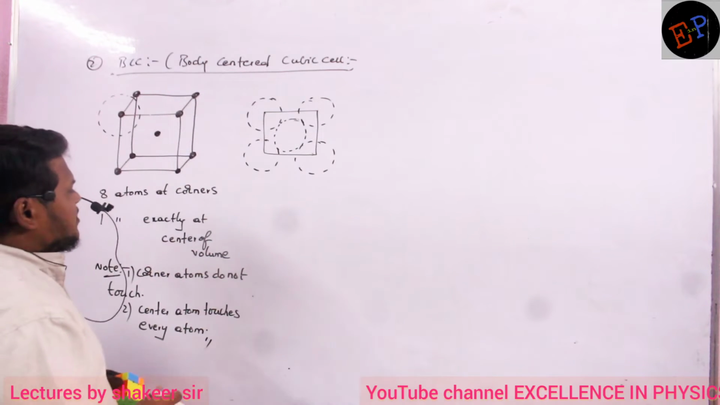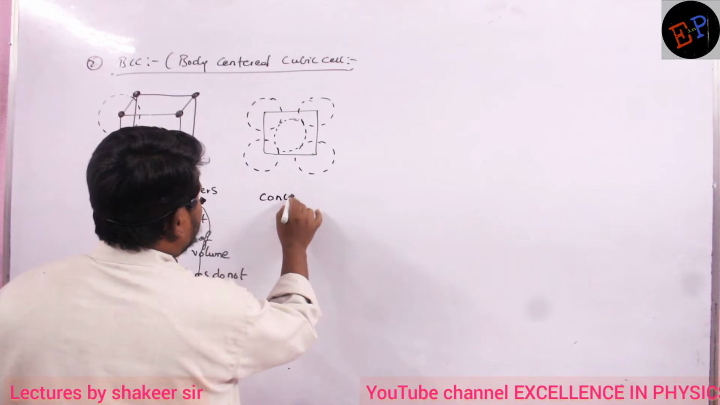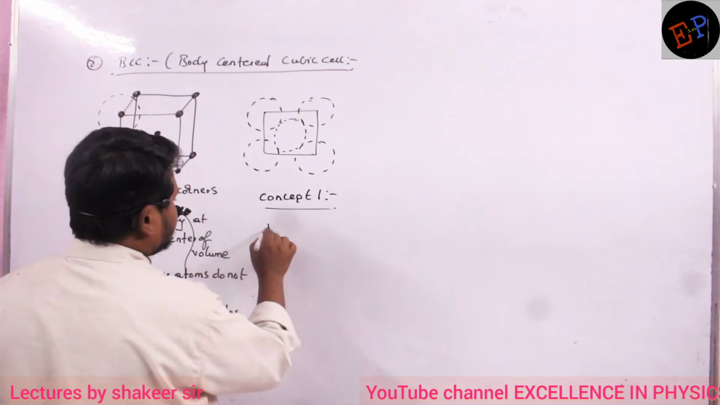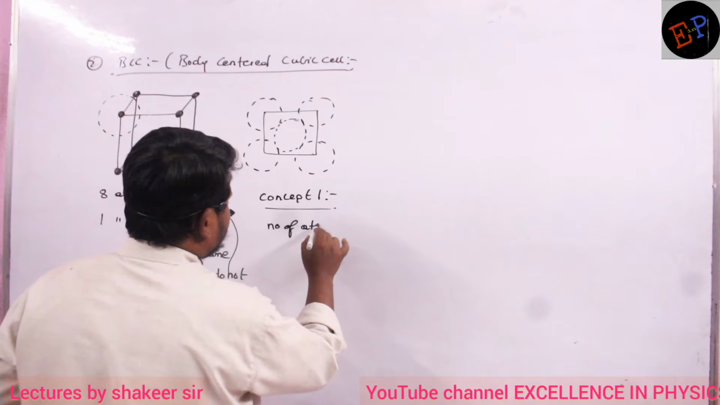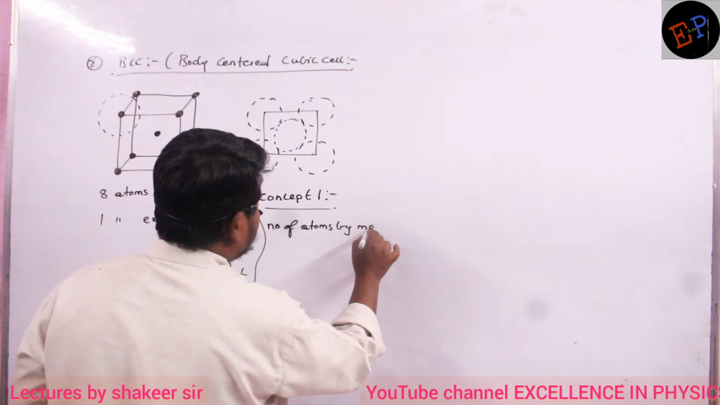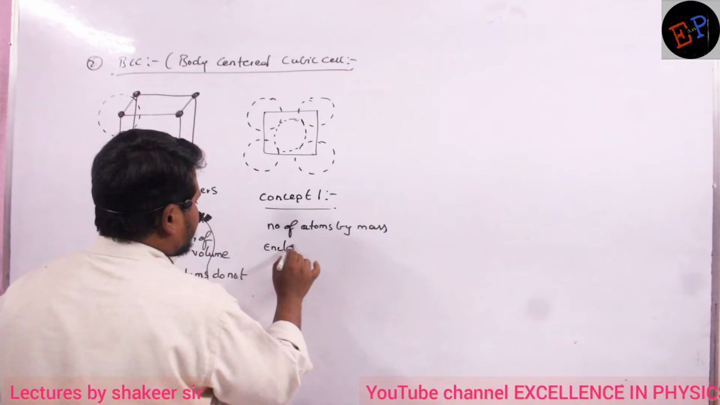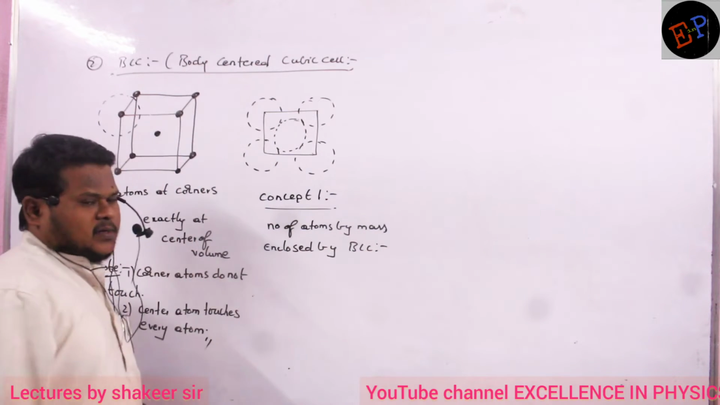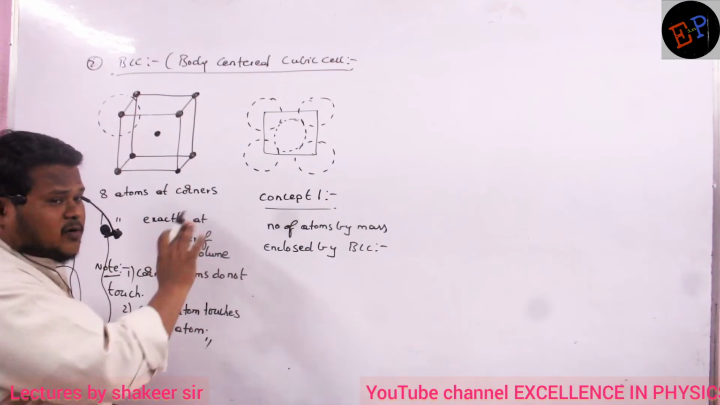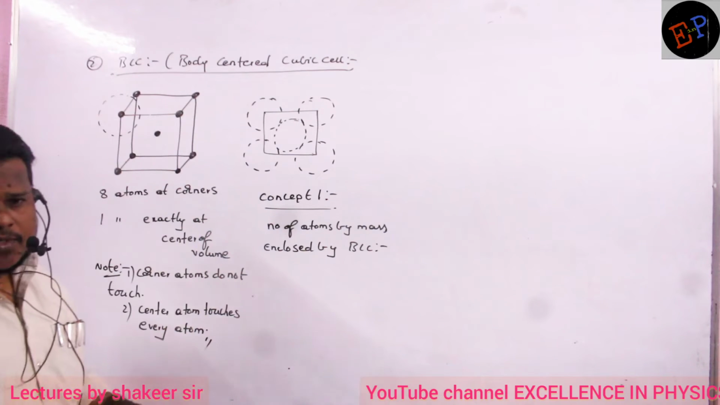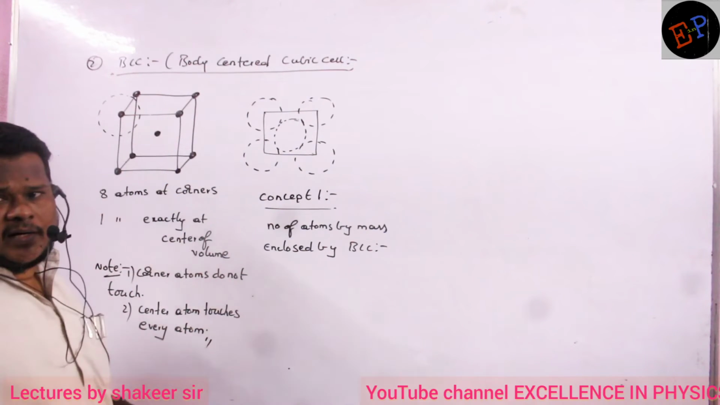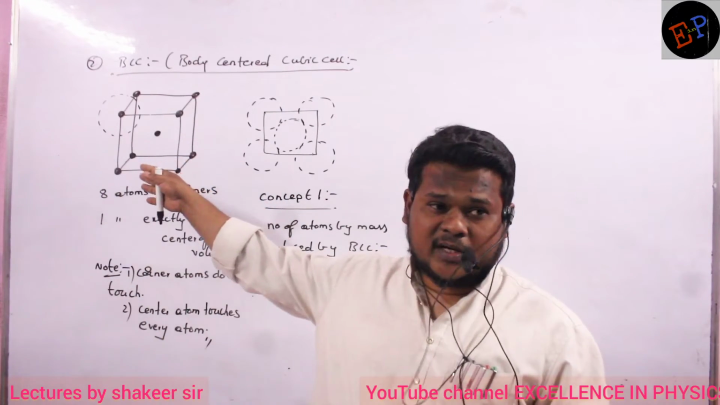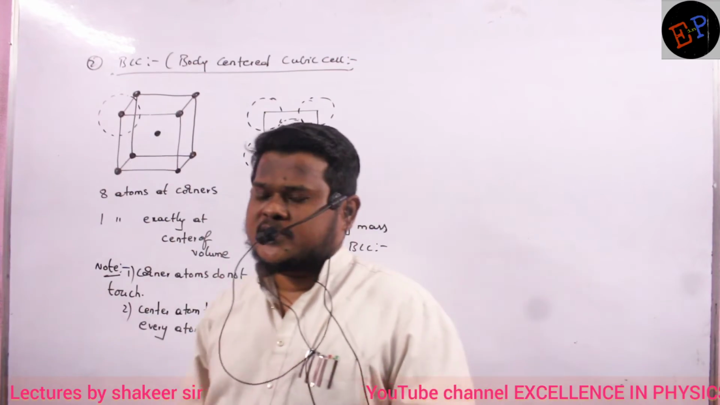That's it. Okay. So therefore, again we do concept number 1. Which is the concept number 1 here? Number of atoms by mass enclosed by the body-centered cubic cell. So by mass, it is enclosing how many atoms? Very easily you can say, 8 corner atoms will make 1 atom, and in the middle there is one more atom. So totally 2 atoms. That's all, very easily you can say.